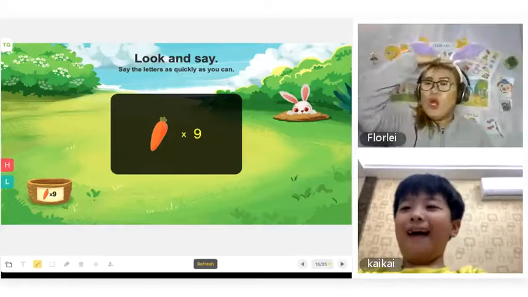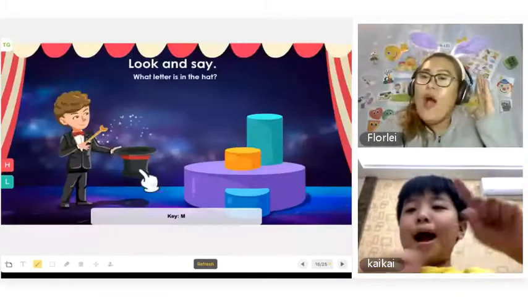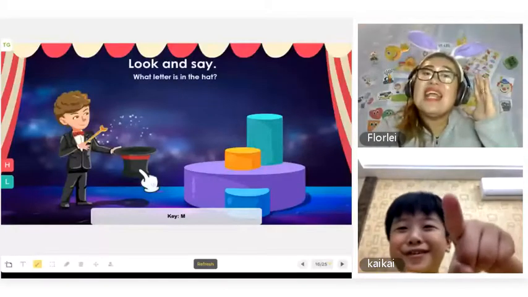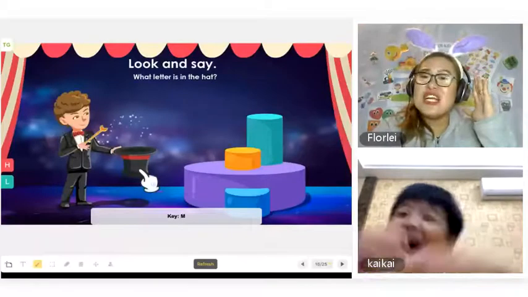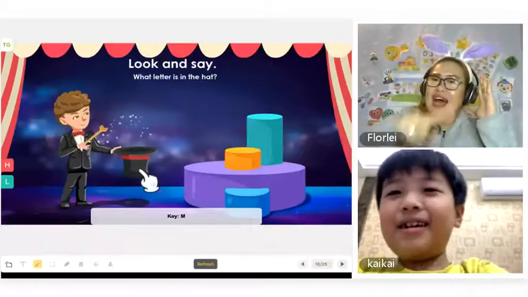Wow. Look and say, okay? Molly, Molly, Molly is inside the magician's hat. Da da da da da.